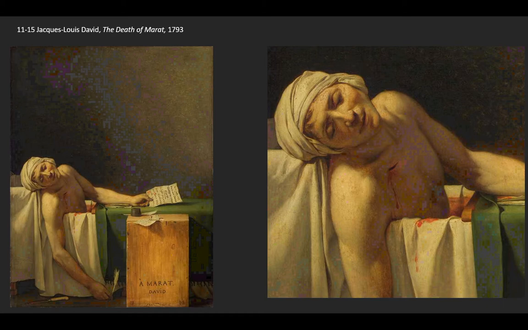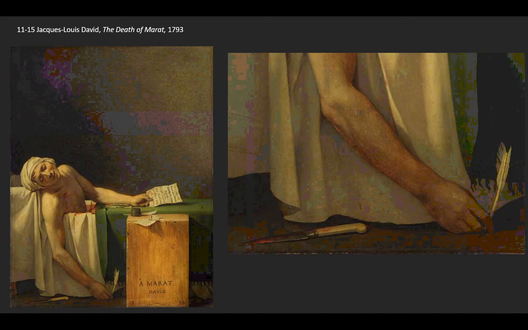The painting, in addition to this accuracy of detail, is also intended to suggest that his writings will outlive him, that the pen is mightier than the sword, that old adage. And he puts Marat's quill pen immediately next to the knife that killed him. Marat may die, but his writings will live on. His ideas survive any attempt to silence them.